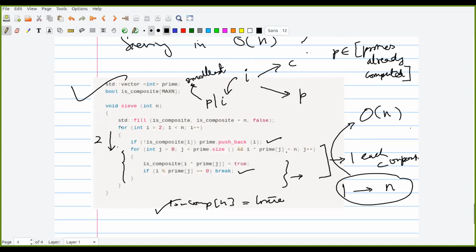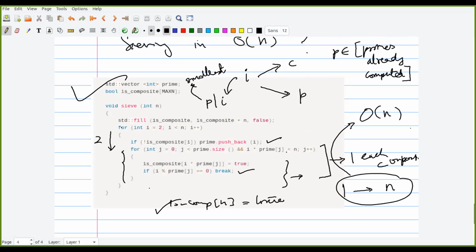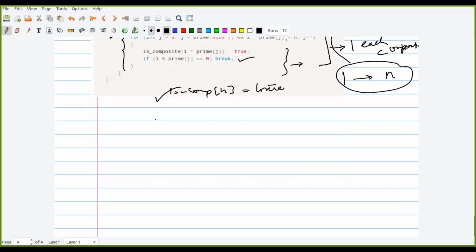So what are its applications? We can use it whenever we want to make our C faster. Just as in the previous problem, we could have used this to make it O of n. Now, another pretty cool example for this would be to find Euler's Totient function.